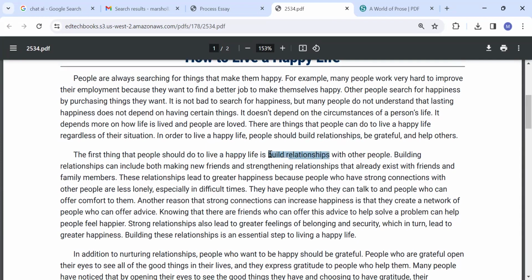And really and truly, we need to follow order when we're writing these essays because the order in which they come is very important. So the first thing that people should do to live a happy life is build relationships with others. That is called our topic sentence. Our topic sentence will always introduce our point, and that's the first sentence of the body. So sentence number one for the body, topic sentence.